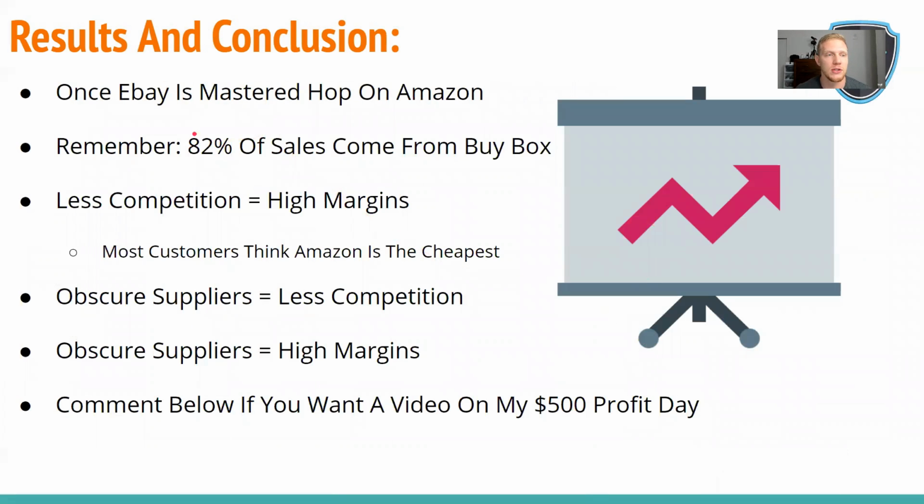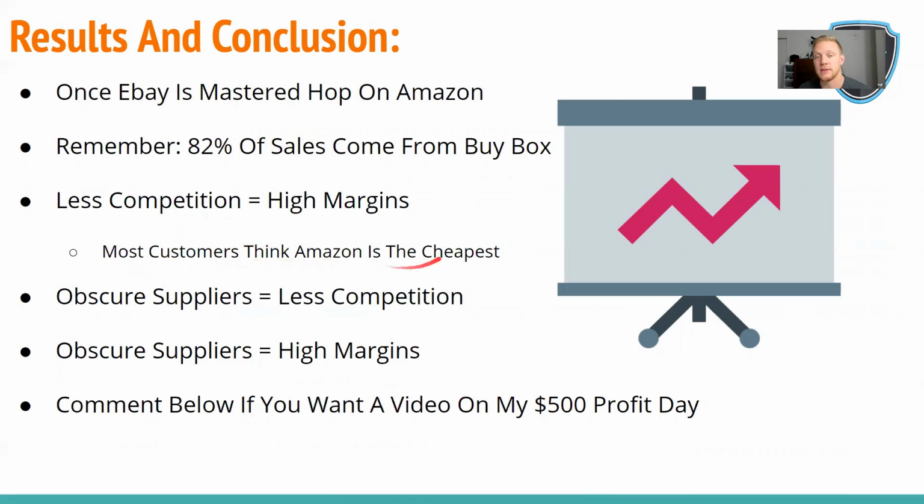So results in conclusion, once eBay is mastered, hop on to Amazon. Remember, over 82% of sales come from the BuyBox. So if you're not winning the BuyBox, or if you're not in a not as competitive BuyBox, you want to be in a BuyBox where there's only 6, 7, maybe 10 people max on the item. So then there's not as many people on there just being assholes and undercutting down to the bottom. There's really no point. Less competition equals higher margins.